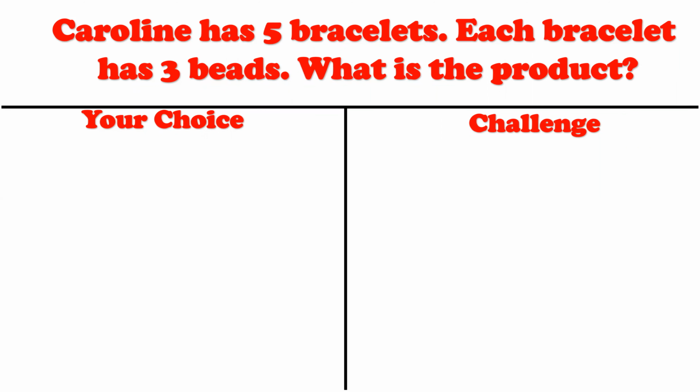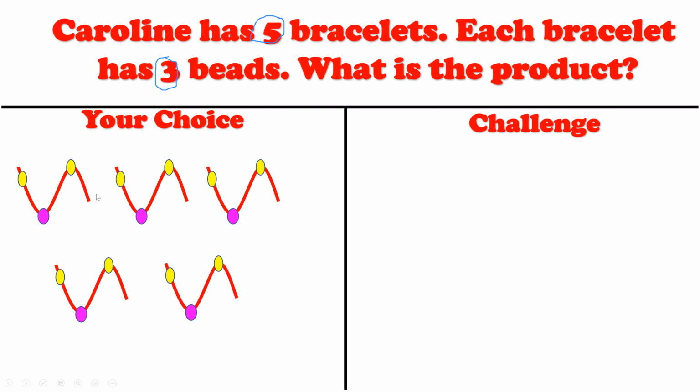Caroline has 5 bracelets. Each bracelet has 3 beads. What is the product? I'm going to circle my 2 numbers, which are 5 and 3. I'm going to circle 5, and I'm going to circle 3. And now I'm going to choose the method I want to solve this problem. So for this method, I'm going to solve the problem by doing equal groups.